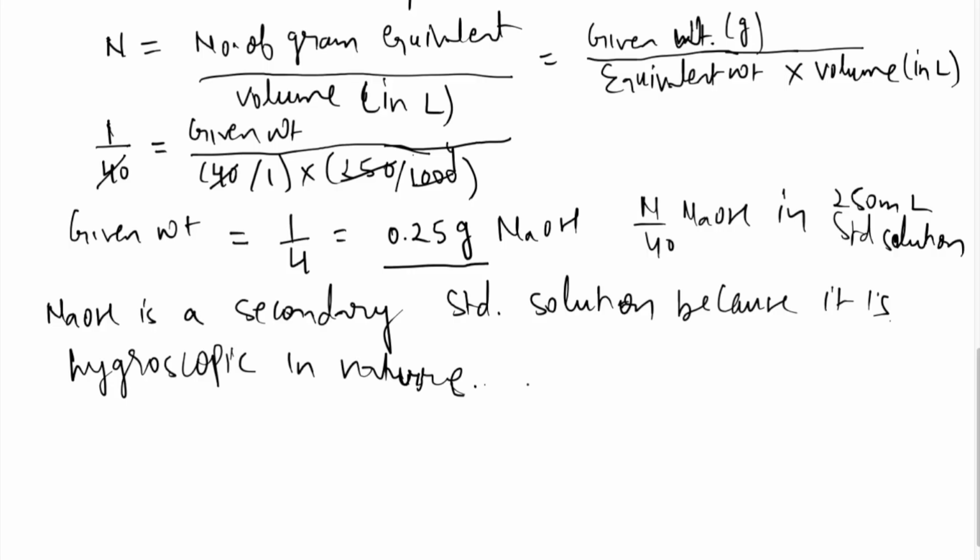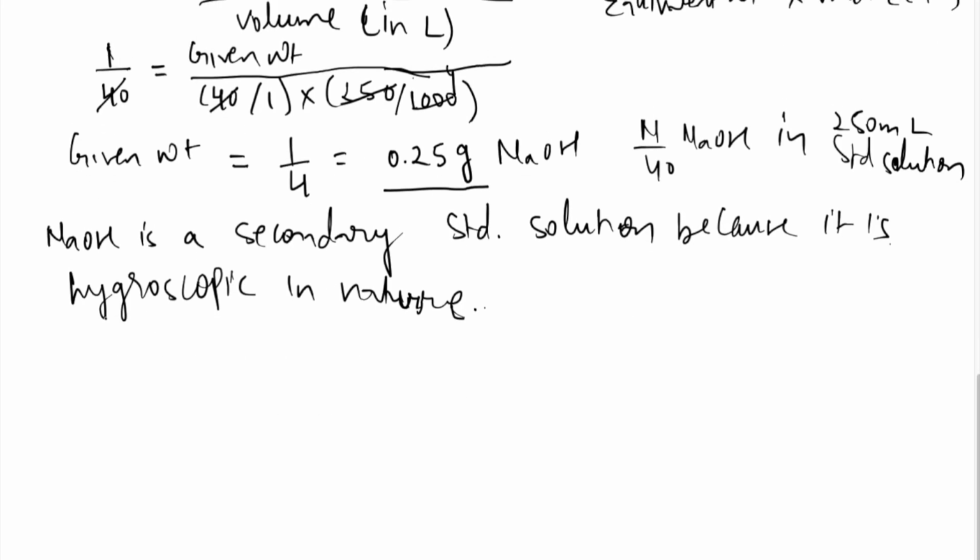All right, now let's move to the practical part, how to do this. First of all, you have to weigh 0.25 grams of NaOH. Try to be as accurate as possible, but most of the time it's not possible. The moment you try to weigh it, it will start absorbing water, and it's a little bit corrosive in nature, so you have to be quick. Try to be as accurate as possible, but don't wait too much.